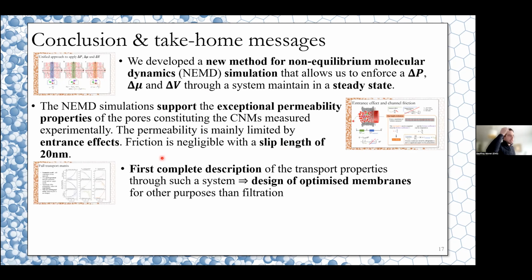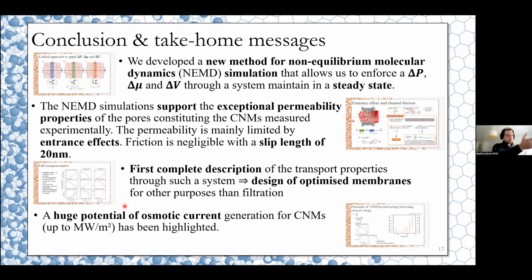And thanks to this approach, we find the first complete description of the transport properties through such a system. And thanks to that, we could design a new generation of membranes that are optimized for other things than just filtration. And for example, carbon nanomembranes may have a huge potential for osmotic current.